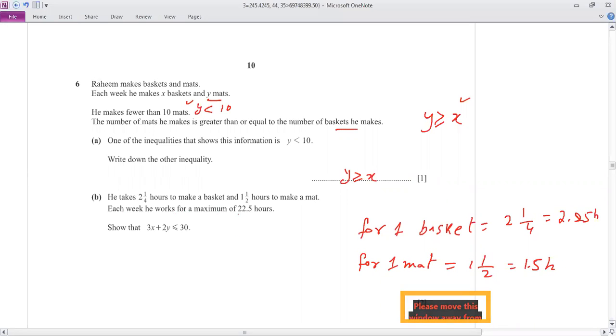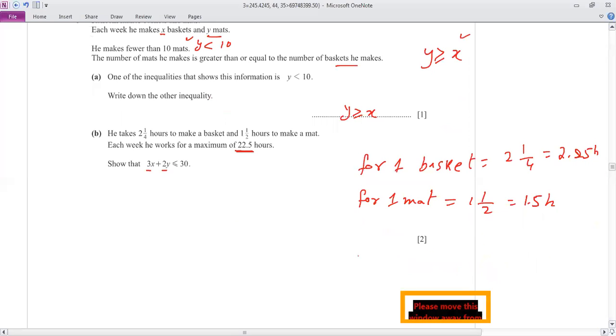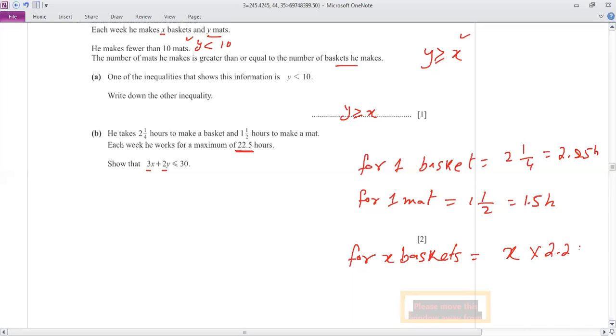Each week he works for a maximum of 22.5 hours. Show that 3x plus 2y will be less than or equal to 30. First of all, for one basket, the time taken is 2.25 hours. And how many baskets is he making? X baskets. So the time for X baskets will be what? Look, for 1, 2.25. For 2, 2 multiplied by 2.25. For X, it will be X multiplied by 2.25.